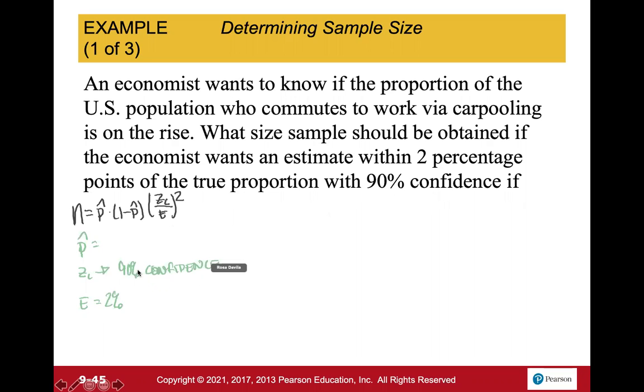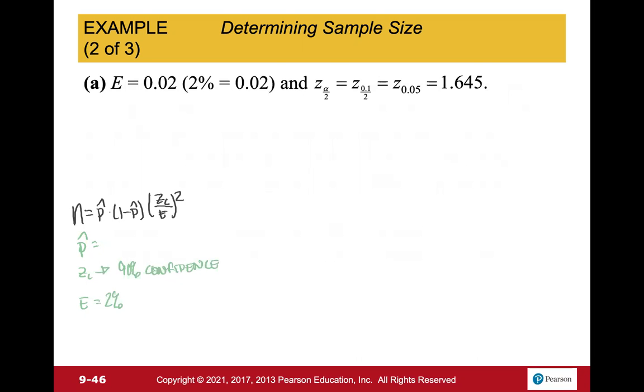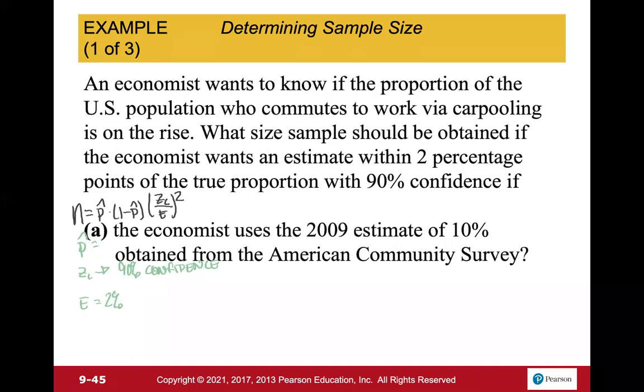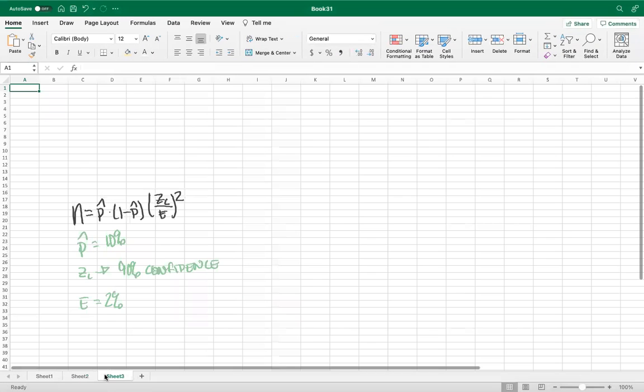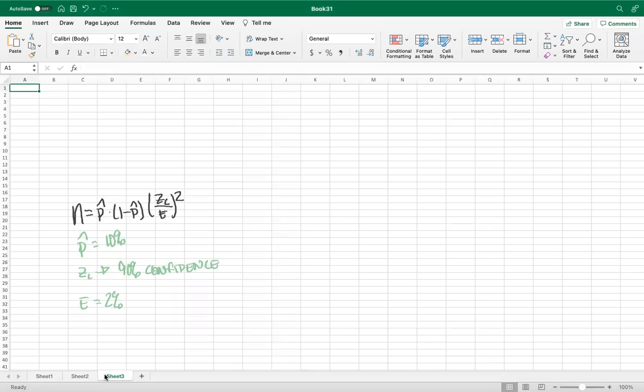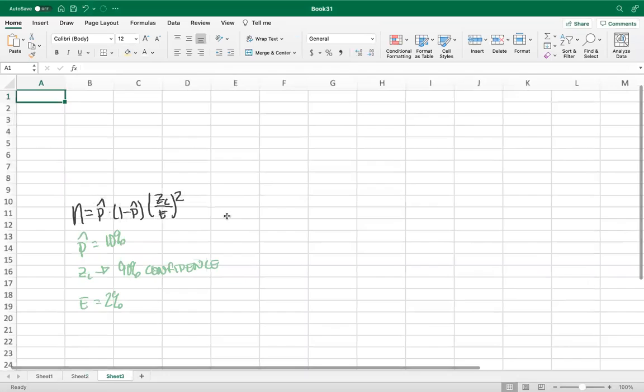Ooh, they didn't give us anything for p hat. So first I'm going to guess A: the economist uses the previous estimate, 10%, or if they don't have anything. Looking at this part, we have p hat equaling 10%. And now that we have this data, we can come over here and fix everything. All right. So we have p hat.